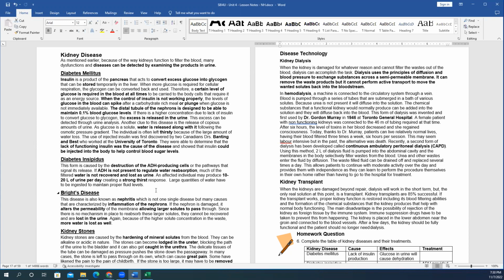And somebody who has diabetes insipidus will produce large quantities of urine per day, somewhere in the area of 10 to 20 liters of urine per day. As a result, they will also have a strong thirst and need to drink these large quantities of water in order to maintain their proper fluid levels.